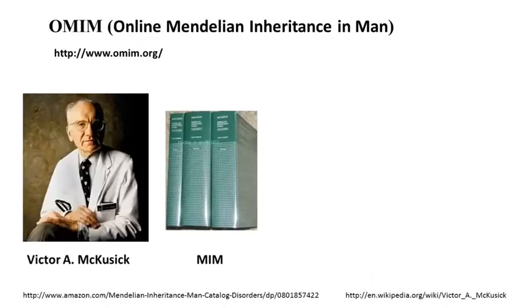OMIM, or Online Mendelian Inheritance in Man, is a database of all human diseases known to have a genetic component and their causal or risk genes. It was initially created in 1966 by Dr. Victor McKusick as a catalog of Mendelian traits and disorders in the form of a book named Mendelian Inheritance in Man, or MIM. 12 book editions of MIM were published.